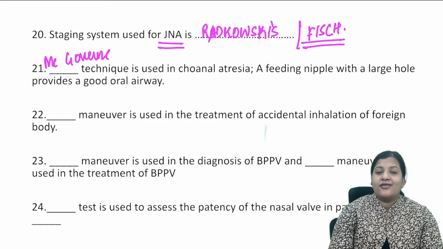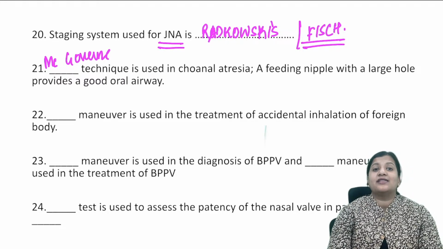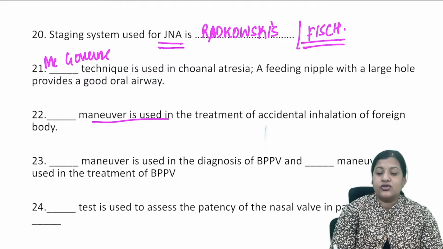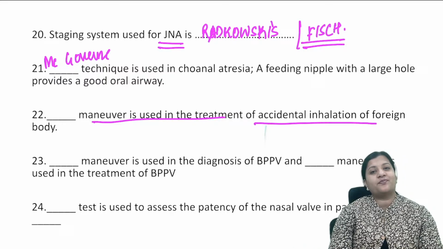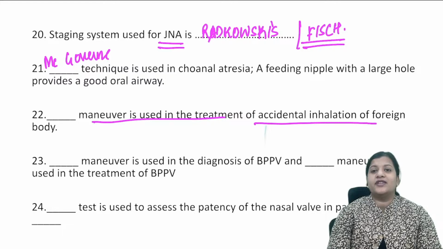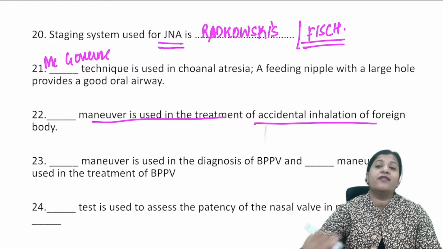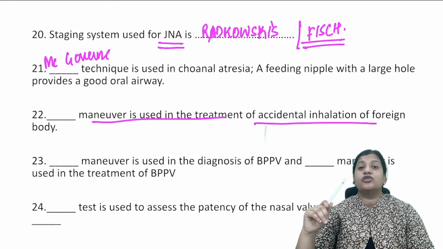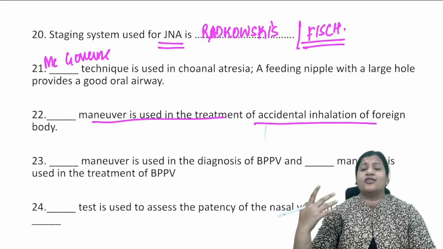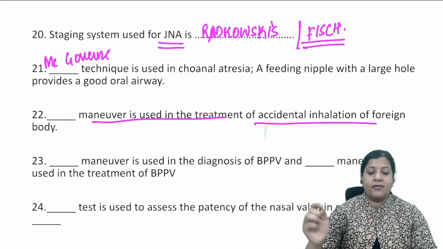Now, McGovern's technique is a feeding nipple that consists of a large oral airway with which the child can feed and breathe simultaneously. What maneuver is used for accidental inhalation of foreign body? Very, very important, which is a common repeat question which comes in every exam. What maneuver will you do if a patient is presenting to you with a foreign body inhalation? They'll give you history of peanut, they'll give you history of coin, whatever. What maneuver will you do?